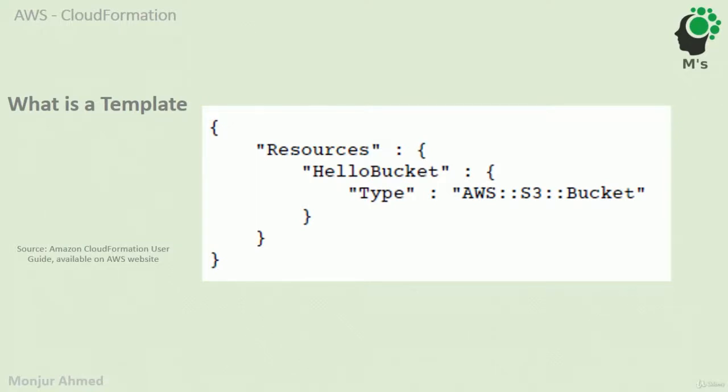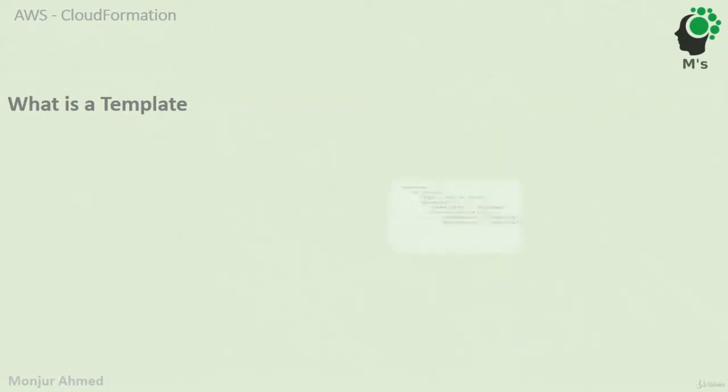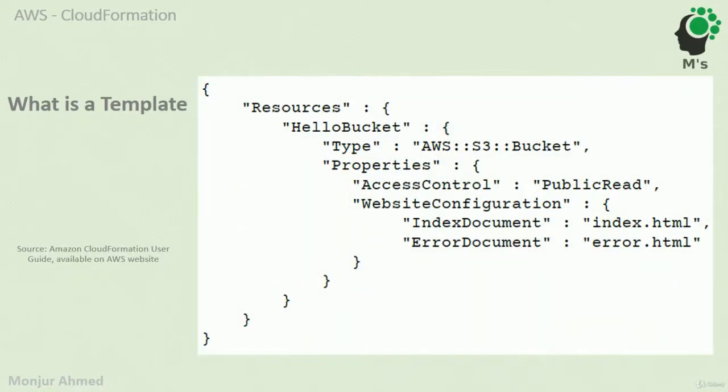So this is a very simple view of a template where we are asking CloudFormation to allocate a resource, which is a bucket, and we are giving the name hello bucket. So let's see a bit more complex one. Here we have another example. We have our resource called hello bucket, and we said the type is AWS S3 bucket. It might have some other properties as well that we can define.